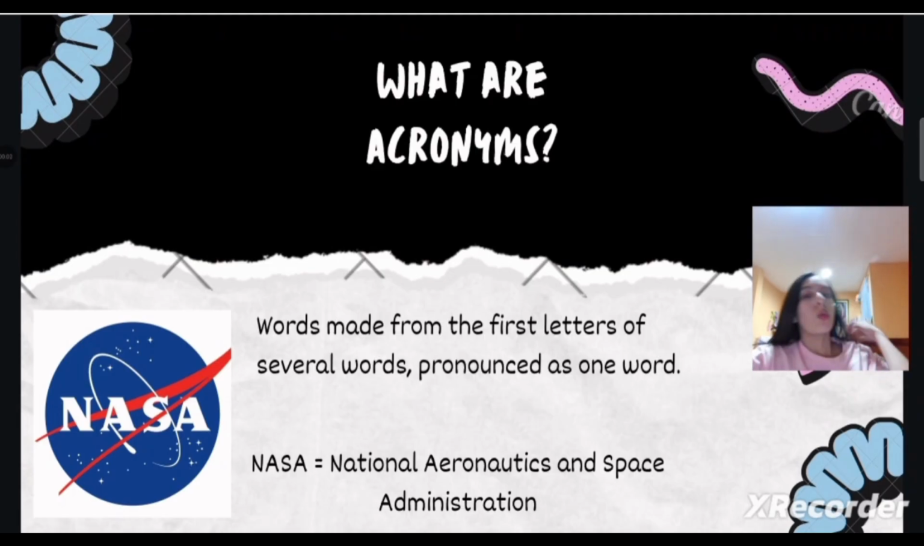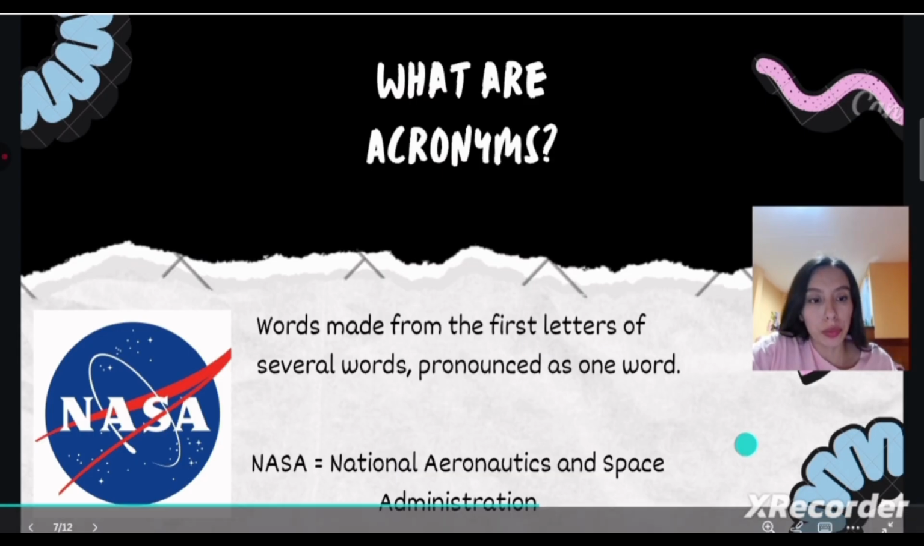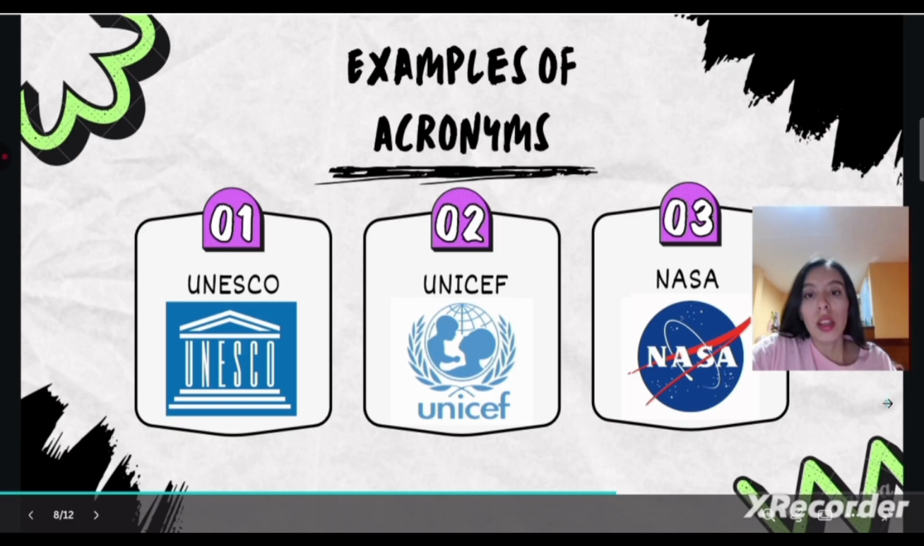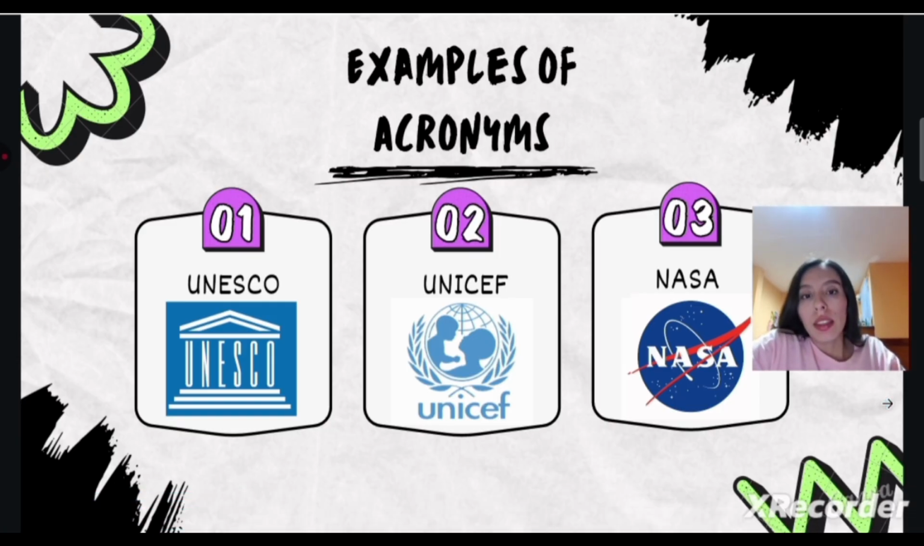An acronym is a word formed from the first letters of several words, and we pronounce it as a single new word. For example, NASA, National Aeronautics and Space Administration. UNESCO, United Nations Educational, Scientific and Cultural Organization. UNICEF, United Nations International Children's Emergency Fund. You probably say these words every day without realizing they come from longer names.